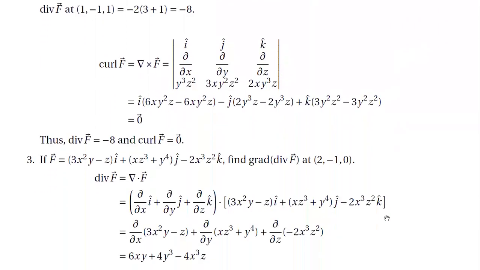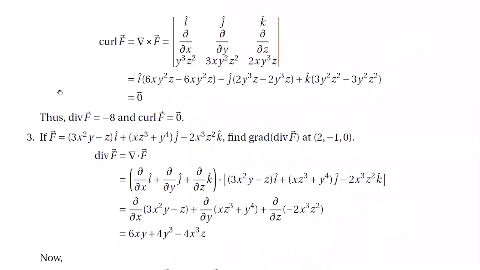Let's calculate curl of vector f. Vector f is already calculated. Curl of vector f is obtained by taking the cross product of the vector differential operator del with the given vector f. So let's write the components i, j and k. The i component of del is dou by dou x, the i component of given vector f is y cube z square. Similarly we write j, dou by dou y, 3xy square z square, k, dou by dou z, 2xy cube z.